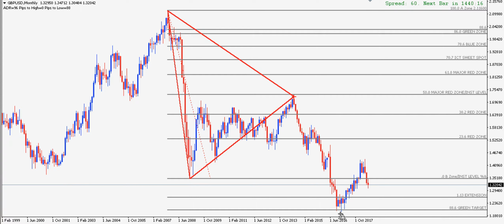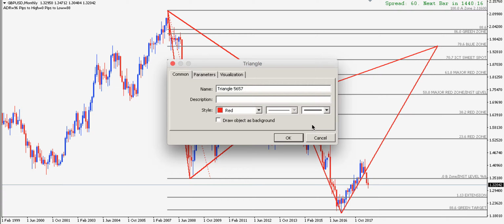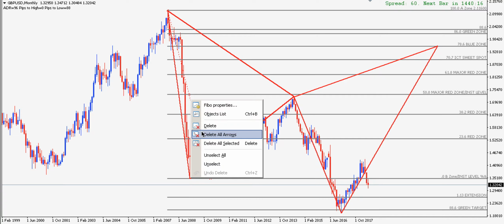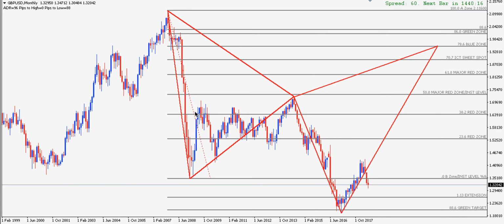We know a bearish cipher is going to hit somewhere around the 382 or the 618. It's going to drop down to the 1.13 or the 1.1618, somewhere around there. It's going to go up to the 786 extension.